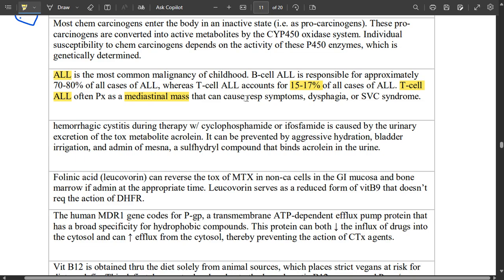So all these three symptoms, respiratory symptoms, dysphagia, or SVC syndrome, all or some of these three can occur in a patient with TAL.